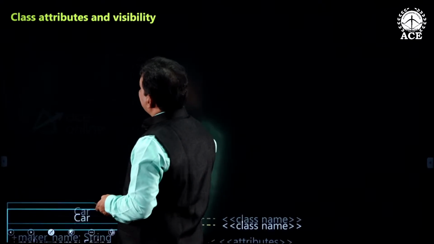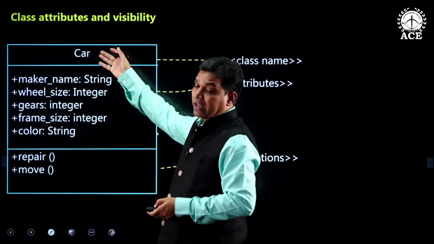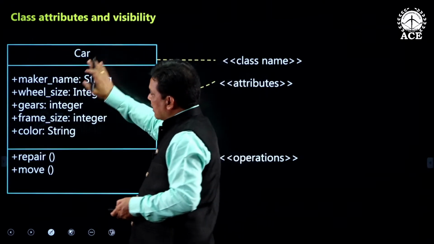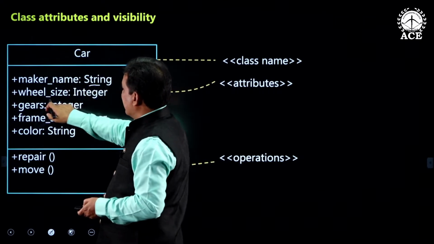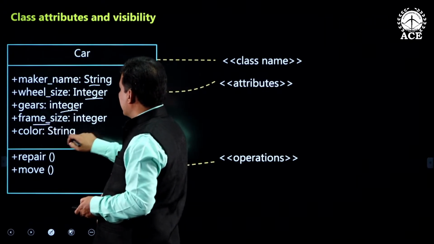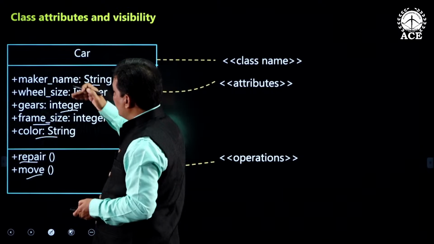And coming to class attributes and visibility. We had discussed car is a class. Any class consists of three compartments: class name, attributes, operations. So car is a class. Attributes here: maker name is a string, wheel size is an integer, gears integer, frame size integer, color string. What are the operations here? Repair and move. Class name, attributes, operations.